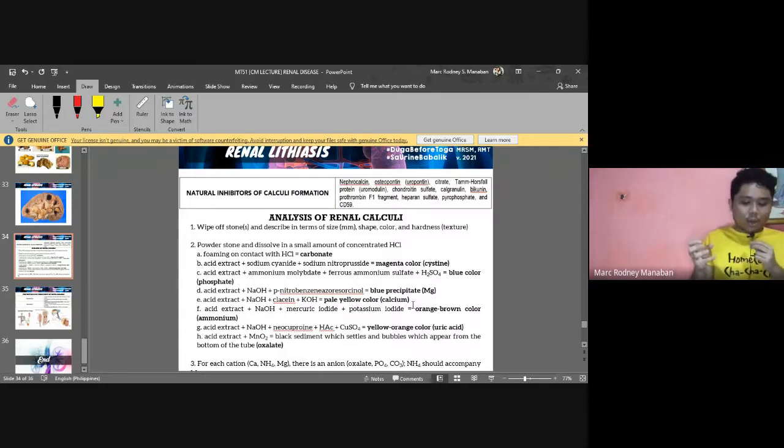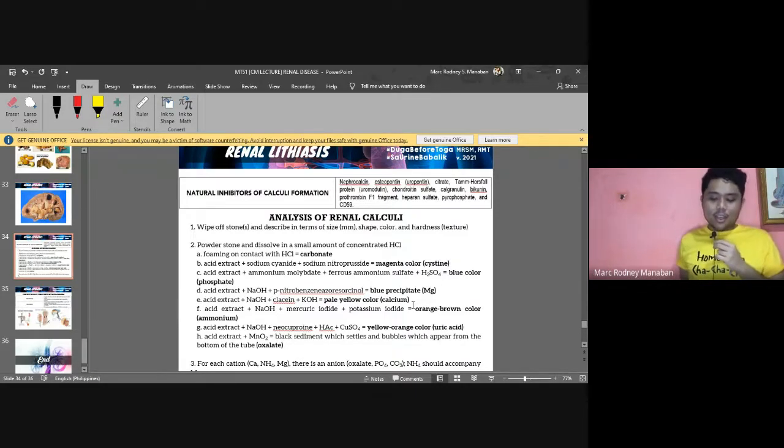To the acid extract or liquid, you add sodium cyanide and sodium nitroprusside. If a magenta color appears, then that is caused by cysteine. If to the acid extract you additionally add ammonium molybdate, ferrous ammonium sulfate, and sulfuric acid, and there's a blue color, then that is phosphate. If to the acid extract, the stone powder dissolved with HCl, you add NaOH and para-nitrobenzene azoresorcinol and it leads to a blue precipitate, then that is caused by magnesium.